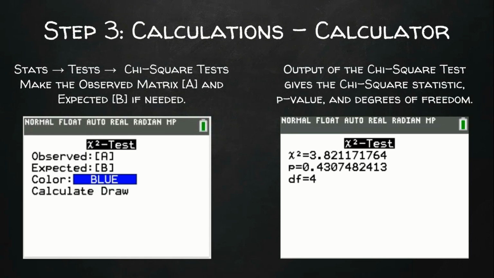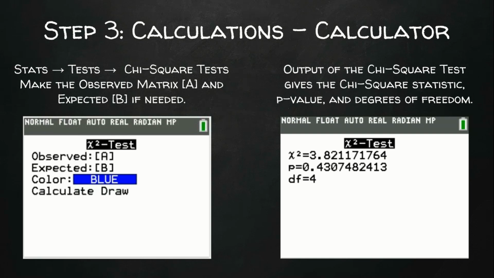We will then quit out of the matrix menu and go to Stat Tests and then chi-square tests. Before, we ran the chi-square GOF test. This time we're going to run just the chi-square test. We will select the matrix that we built, matrix A, for the observed. Matrix B will automatically be in here as the expected. We don't have to do anything with that, but just make sure matrix B is in here. And then we can hit calculate.